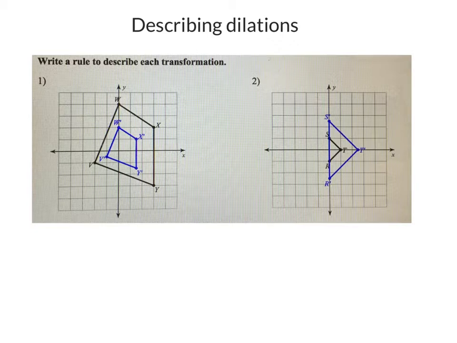All right, so let's start by talking about how to describe dilations. And the first thing that you want to know is that dilations are described using a scale factor. And specifically, if the image is getting larger, then our scale factor is going to be greater than 1. And if the image is getting smaller, then our scale factor is going to be less than 1.